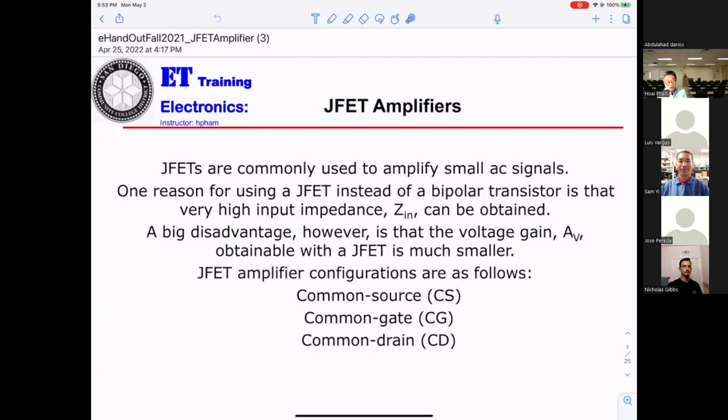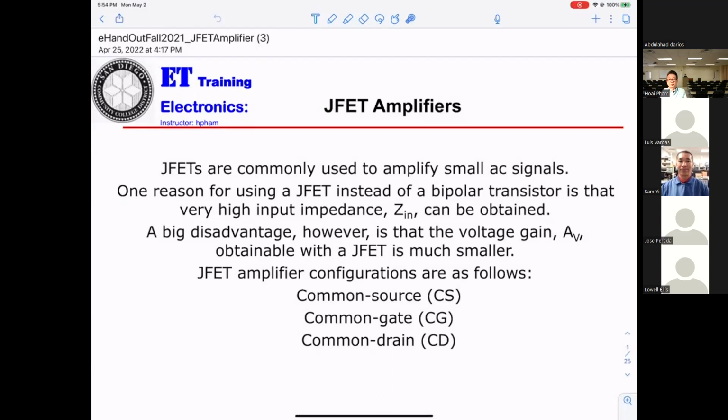For the self bias and voltage divider bias, to solve the problem, they need the graph for the transconductance. However, that's not used all the time. Normally, they give some different values, and you can solve it without using the graph.